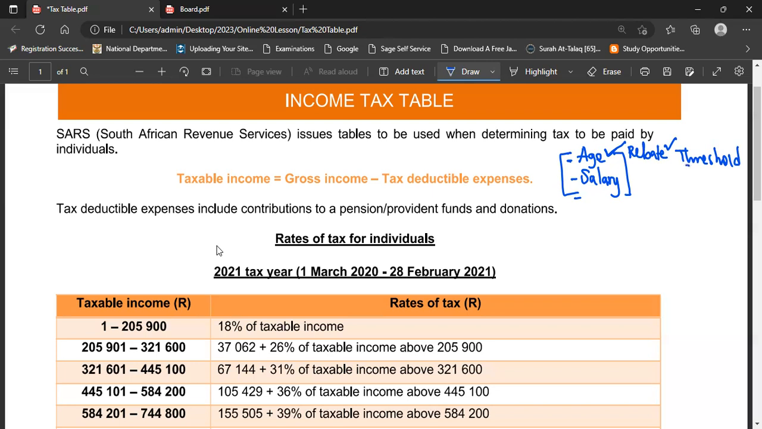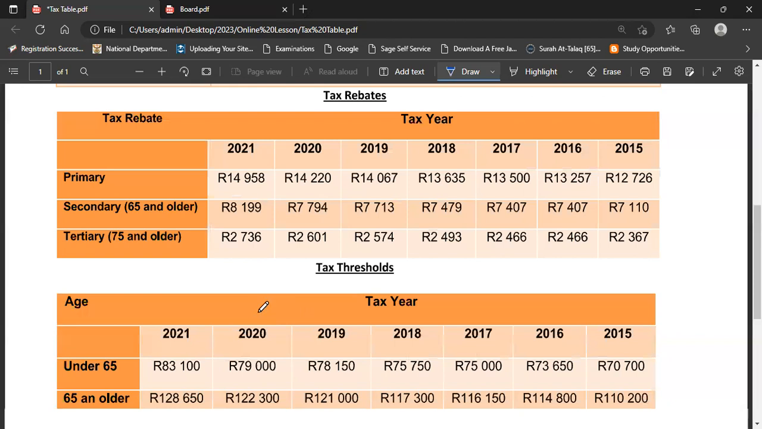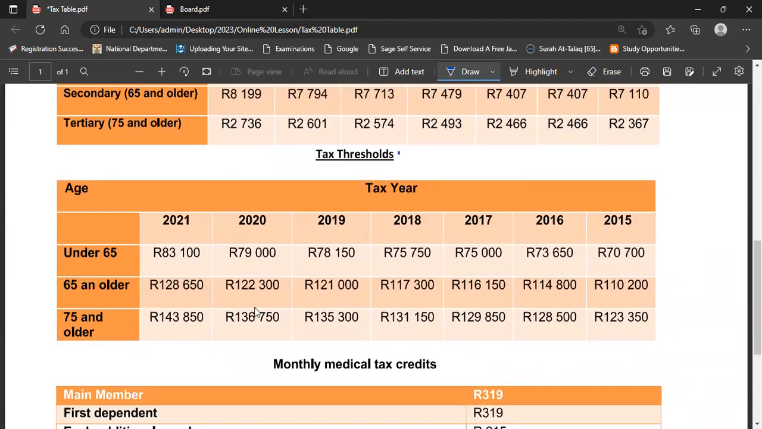When you look at threshold, this is the determinant. What does it determine? It determines whether one will pay tax or not. All right, we shall see as we go on. I'm using some tables down here. These are the thresholds. We say it determines if one pays tax or not. But then how shall we tell?